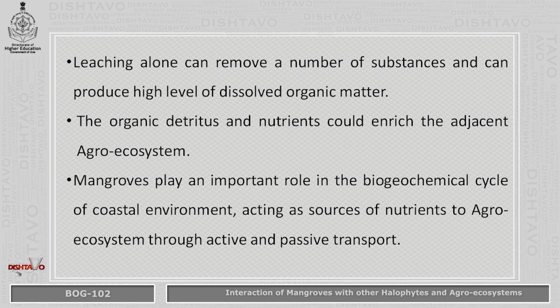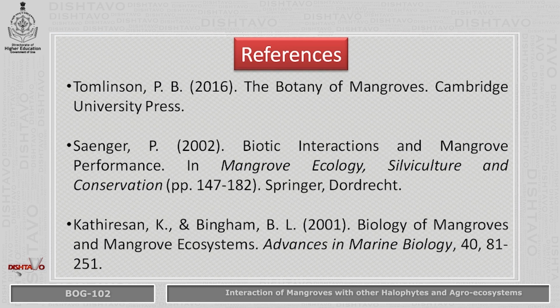Leaching alone can remove a number of substances and can produce a high level of dissolved organic matter. The organic detritus and nutrients could enrich the adjacent agro-ecosystem. Mangroves play an important role in the biogeochemical cycle of coastal environment, acting as sources of nutrients to agro-ecosystem through active and passive transport. These are the references of my today's module.